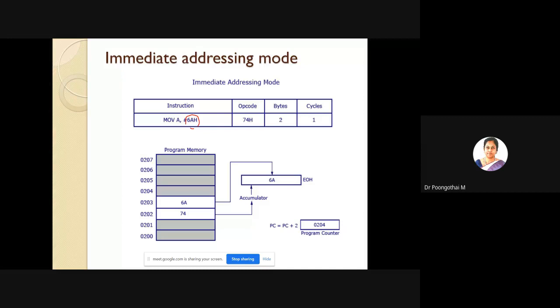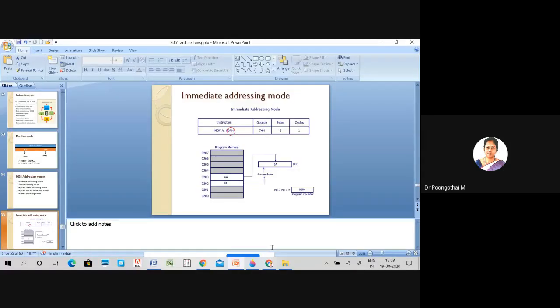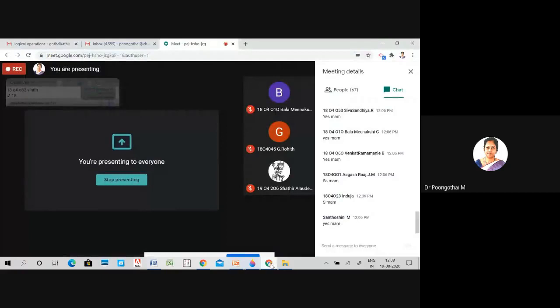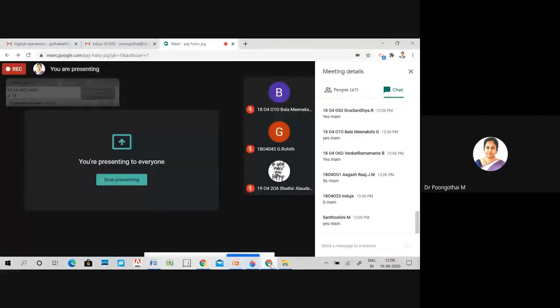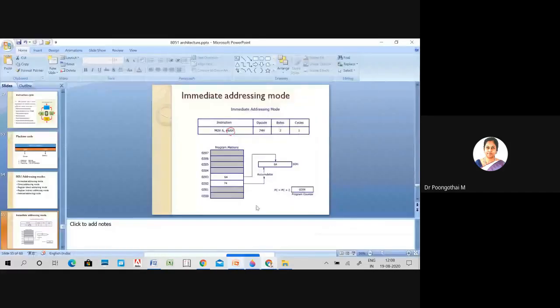So what is the functionality of this instruction, move A comma hash 6A? What is the purpose of this instruction? Students, please answer my question. Loading 6A to accumulator, immediately transferring data to accumulator.